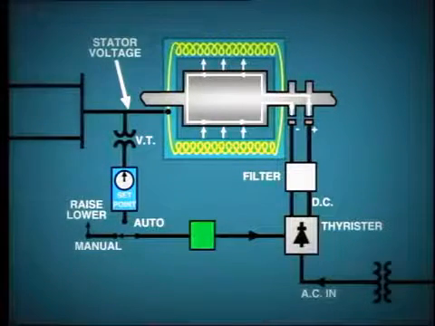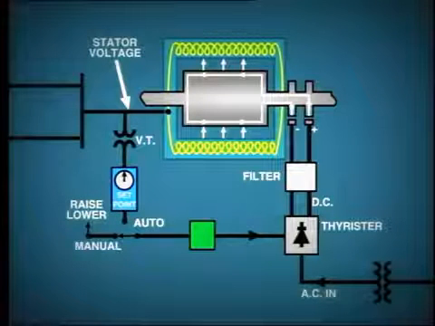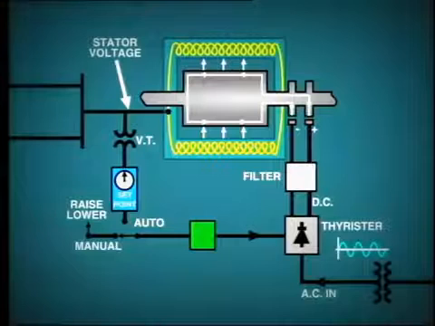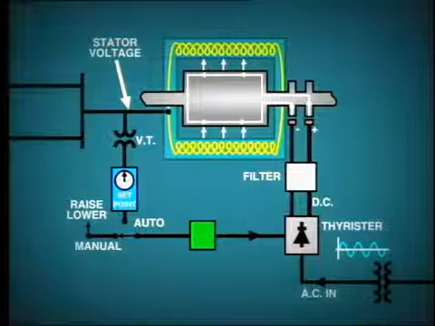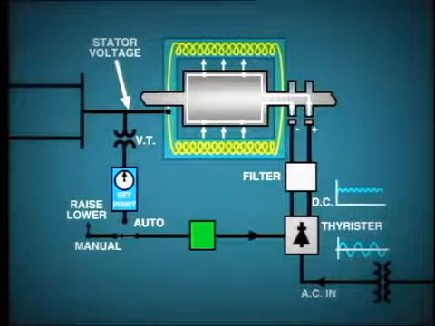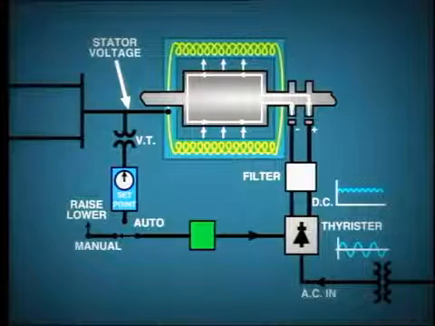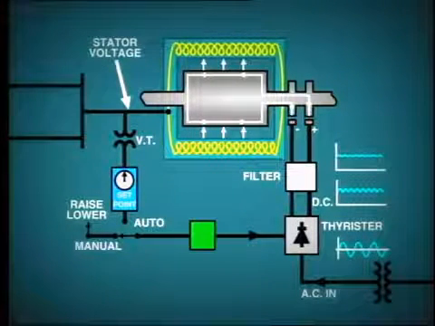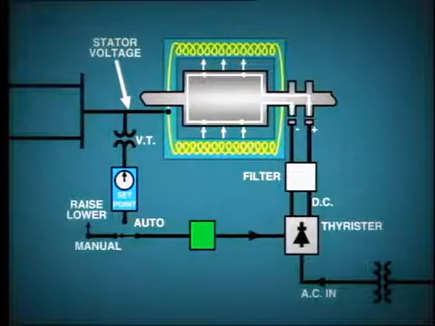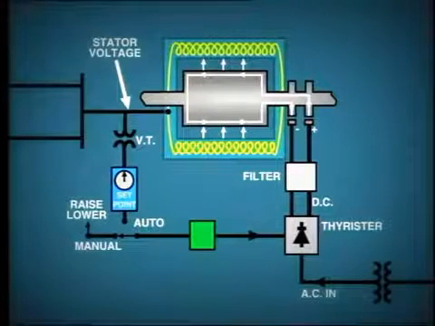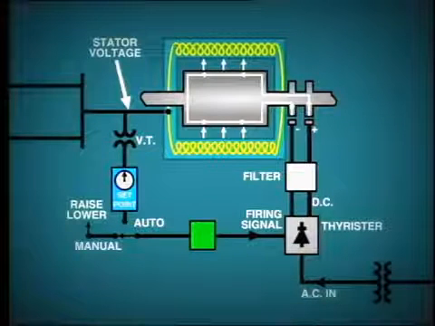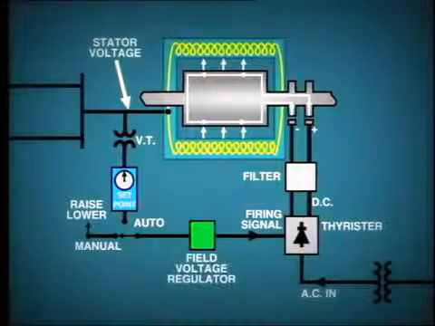The sine wave for the incoming three-phase AC voltage, which is applied to the rectifier, will look like this. After rectification, the DC output can be represented by this curve, and this may be further smoothed to look like this. The level of DC voltage can be adjusted by controlling the firing of a thyristor-type rectifier. The firing circuit is controlled by the field voltage regulator.